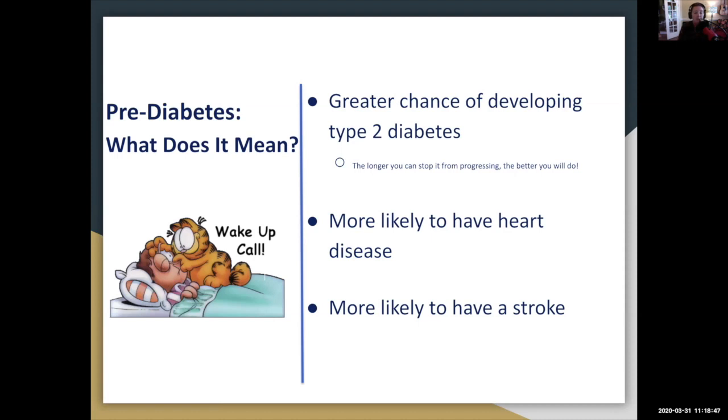Okay, so pre-diabetes, that means you have a greater chance of developing full-blown diabetes. The longer you can stop it from progressing, the better you will do. And so when you catch a diagnosis of pre-diabetes, that is where you really hold all of the power. The interventions that you make in your lifestyle will do wonders for you later. And that's what we want. We want the payoff for later. It also means that you are more likely to have heart disease, which also translates in some ways that you are more likely to have a stroke. And we will talk about these things a little bit more.